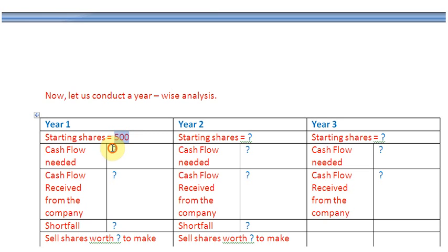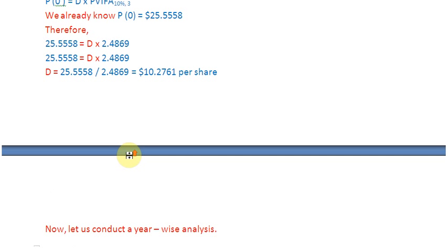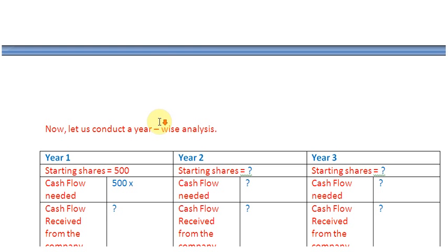So on 500 shares, how much cash flow do we need? We need 500 times, and we have figured out that this is the amount that we need each year per share, $10.2761. So let us just quickly multiply these two items. So 500 shares times 10.2761, that is what we need. That gives us $5,138.05.